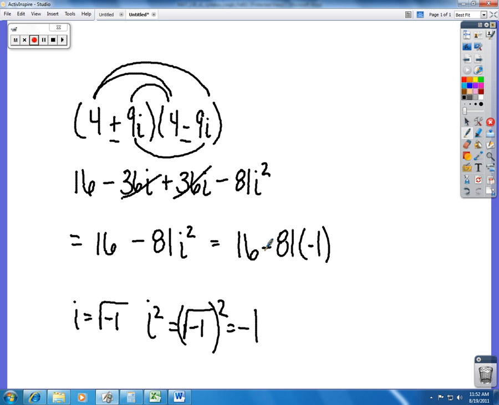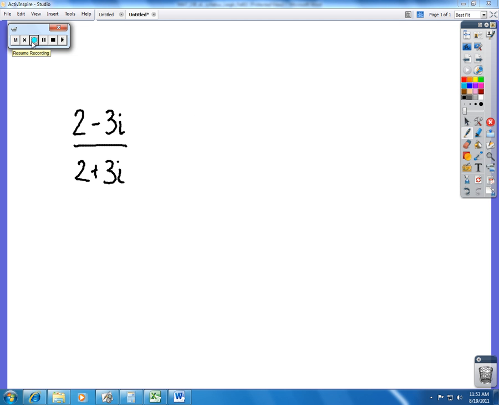Well, this negative and this negative would get multiplied together, and that gives us 16 plus 81, which is 97, which is a nice whole number with no i involved. So whenever you multiply a complex number like this by its conjugate, you should always get an integer out as your answer. Okay, so that's example 2.